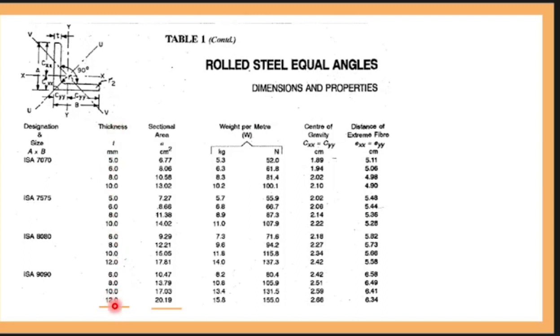Now if you are assuming this, what is the area covered? 20.19, which is in terms of centimeter square. If you want to make it in terms of millimeter square, you have to multiply by 10 into 10, which is 100. Total area will be 2019. What is the required area? 2000. So you are assuming 2019. Can you take the section 90 into 90 into 10? No, you cannot take. Why? Because the area covered is 17.03, that is 1703. Now your area required is 2000. Take the member much higher than that. So this member you can try.